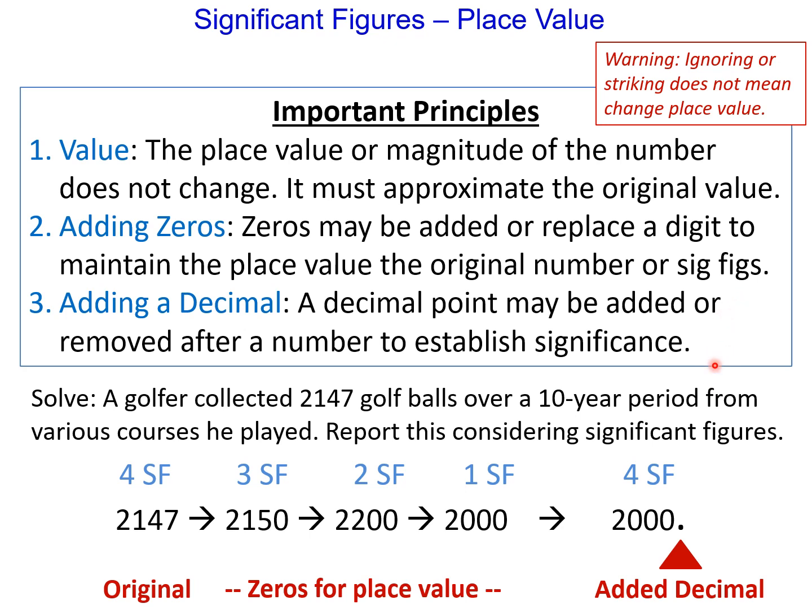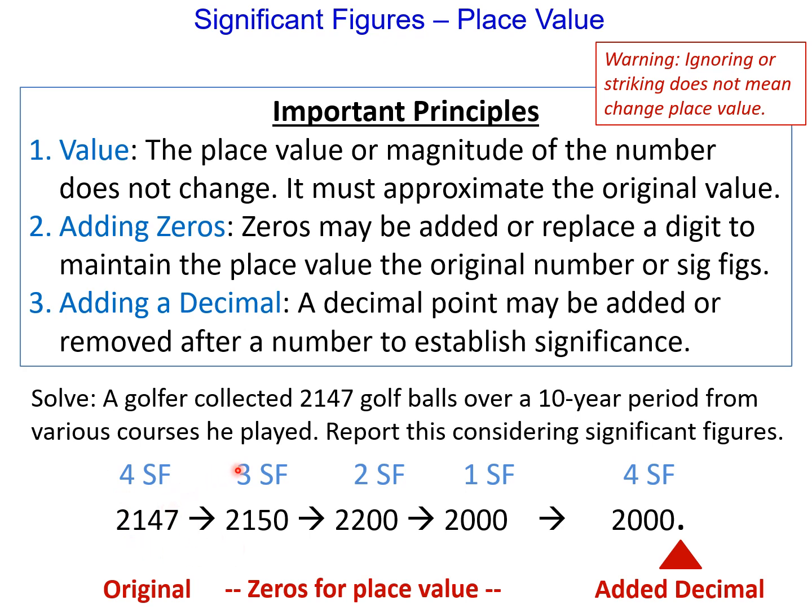Okay, let me show you an example here. A golfer collected 2,147 golf balls over a 10-year period from various courses for whatever reason. Report this considering significant figures. His collection of balls, although this really is a counting number, this counting number has 4 sig figs.